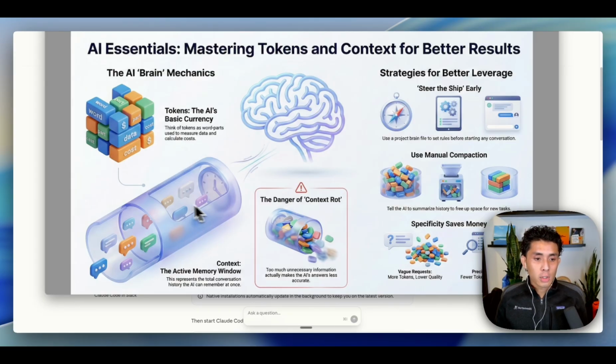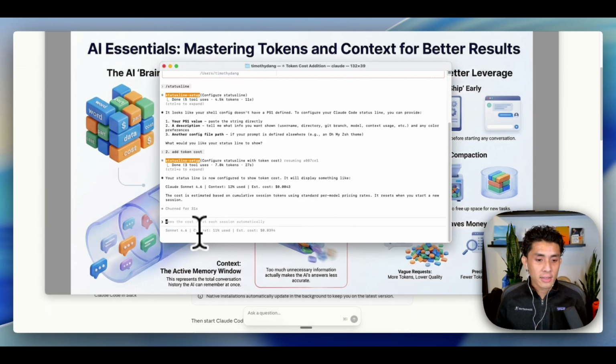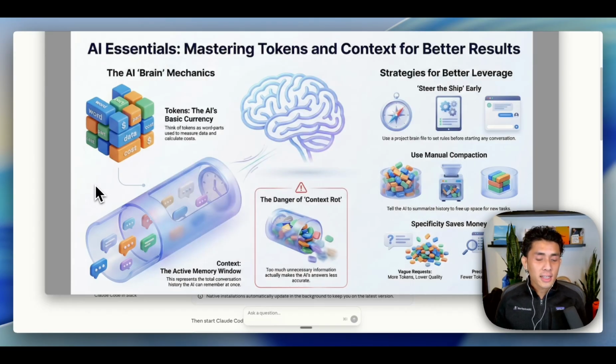When it comes to context window, this concept is a little bit more involved. Fundamentally, the best way for you to think about it is AI has an active memory window. And this window represents the total conversation history that the AI can remember at once. So if we go back to the terminal, then we can see that of that context window, 11% was used in this current conversation that I'm engaging with. The reason that that is important is because there's a concept called context rot, where too much unnecessary information actually makes the AI's answers less accurate and helpful.